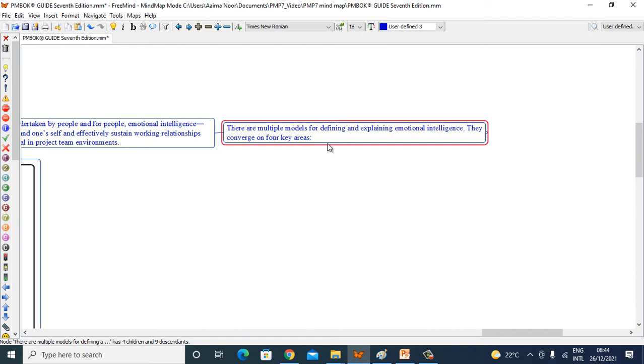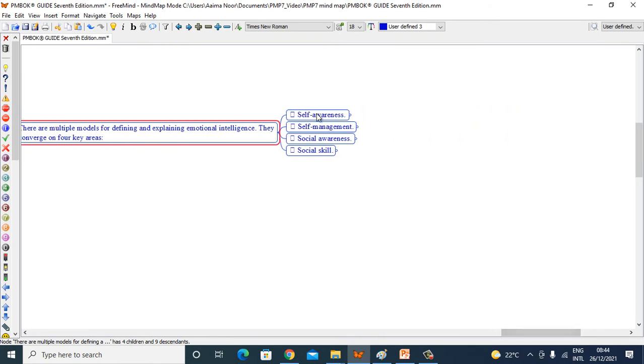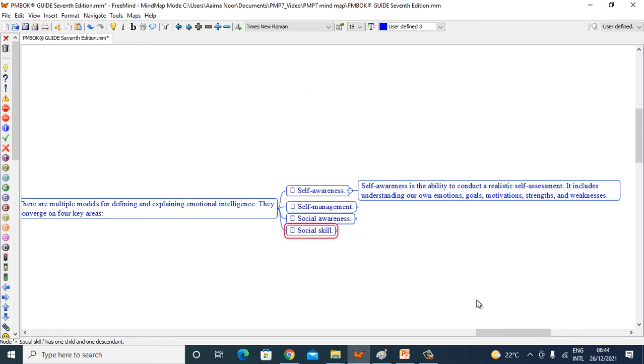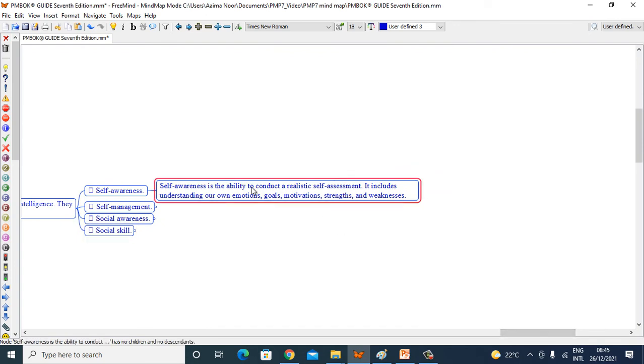There are multiple models for defining and explaining emotional intelligence. They cover four key areas: self-awareness, self-management, social awareness, and social skills. Self-awareness is the ability to conduct a realistic self-assessment. It includes understanding our own emotions, goals, motivations, strengths, and weaknesses.